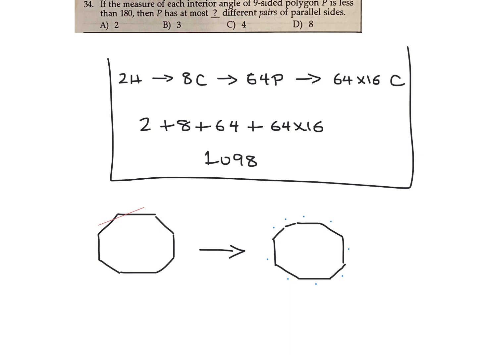Okay, so let's count the pairs of parallel sides. We got this one and this one. That's 1 pair. That's 2 pairs. That's 3 pairs. And that one is the 4th pair. So we have 4 pairs of parallel sides. So the answer would be C for number 34.